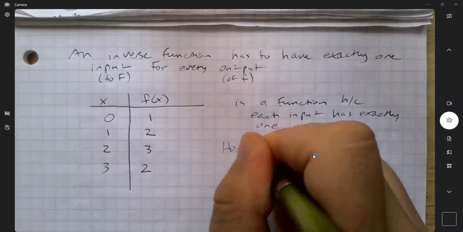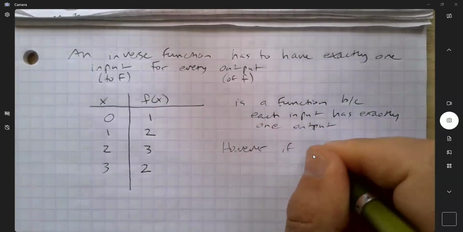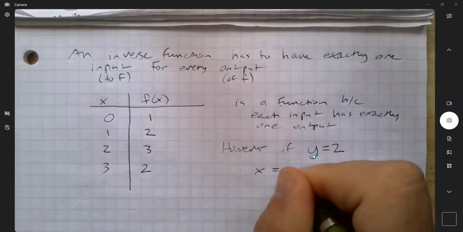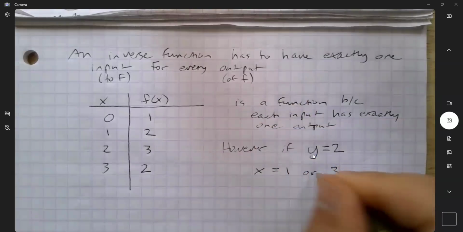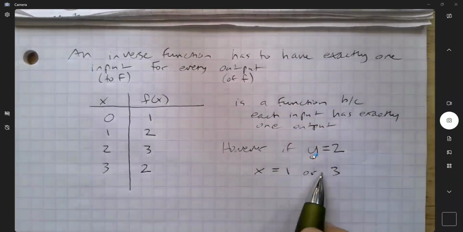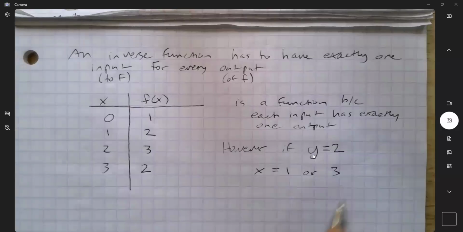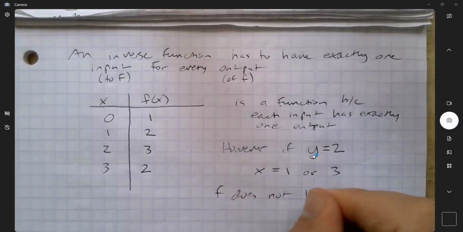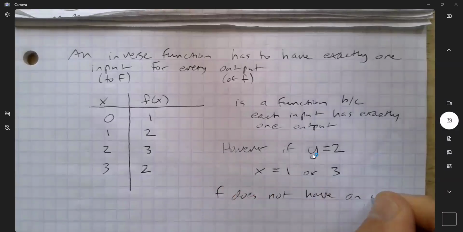However, if the output is 2, the input could have been 1 or 3, so I no longer have that clear and consistent set of instructions working backwards. So f does not have an inverse function.